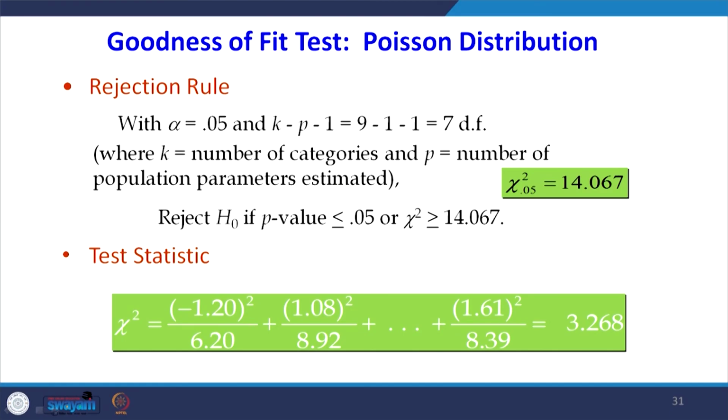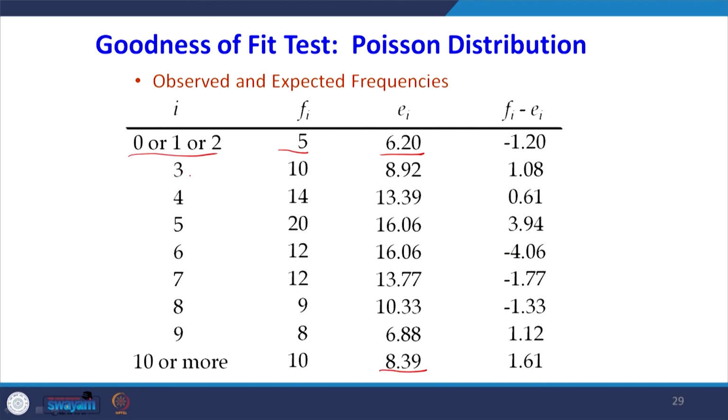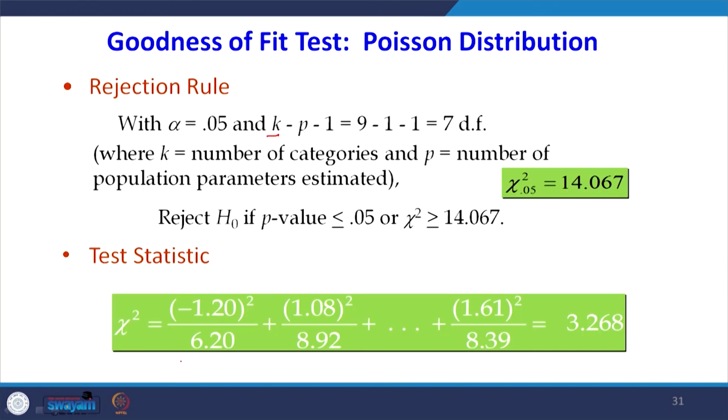You see that for the rejection rule, when alpha equal to 0.05, we got k equal to 9, as I told you, because there are 9 intervals: 1, 2, 3, 4, 5, 6, 7, 8, 9, that is why here k equal to 9. P is the number of parameters, as we know that Poisson distribution has only one parameter. So it is 9 minus 1 minus 1, so 7 degrees of freedom. For 7 degrees of freedom, when alpha equal to 0.05, the chi-square table value is 14.06.